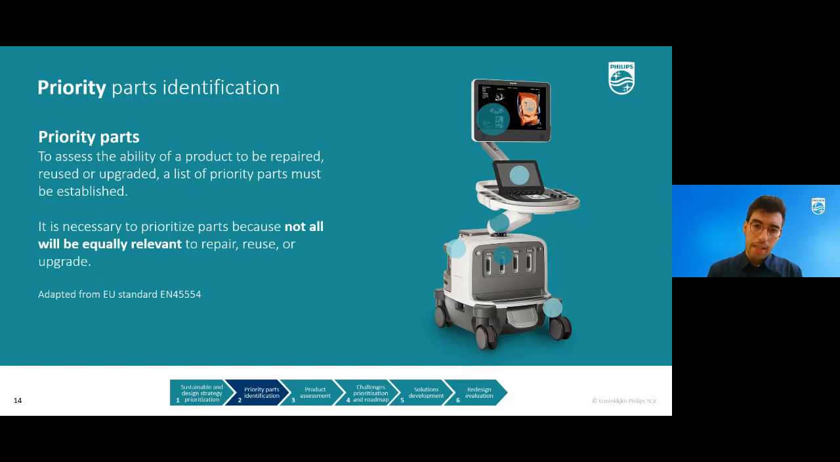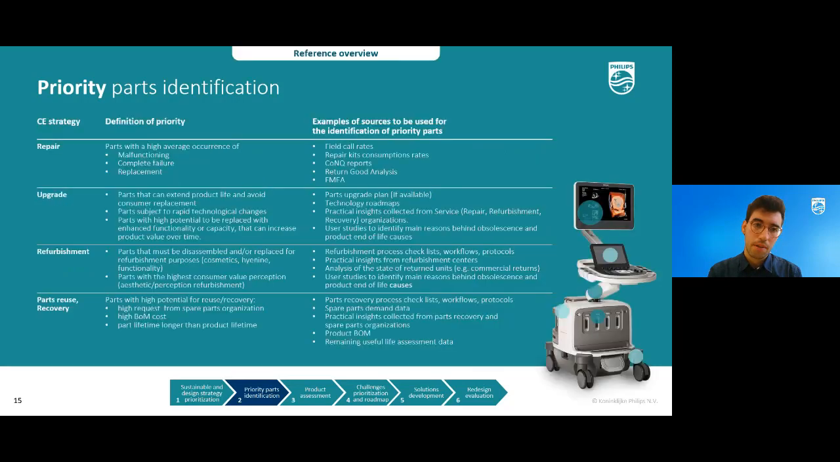There are some parts that have higher importance than others. And what we really try to do when we design for disassembly is to optimize the overall design and architecture of the product to make the disassembly of those specific parts as easy and fast as possible. Again, this approach is really based on the European standard EN 4554.